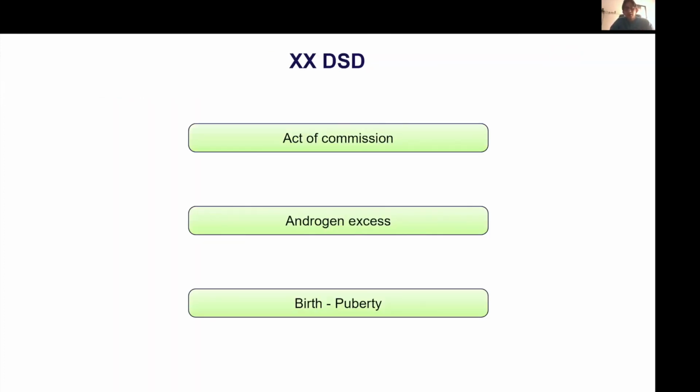So again, XX DSD is an act of commission. We need some androgen to virilize the female genitalia. So it can come from the fetal adrenal or fetal ovary, or from the mother, or from drugs.